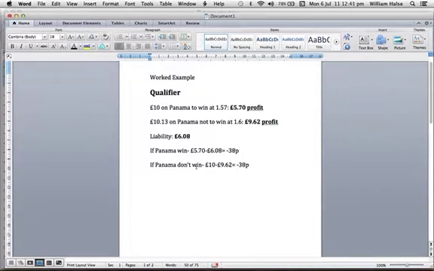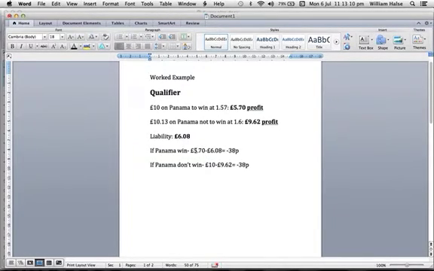So what will happen in every scenario? Well, if Panama win, the £5.70 profit that we make at Paddy Power is smaller than the liability at the betting exchange. So if Panama win, we'll make a £5.70 profit at Paddy Power, but we'll make a £6.08 loss at the betting exchange, because we have to pay out the other person their winnings.